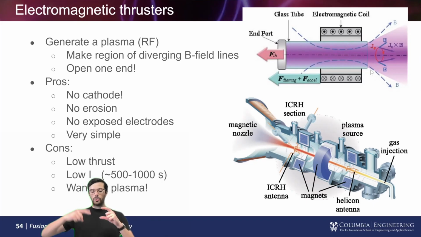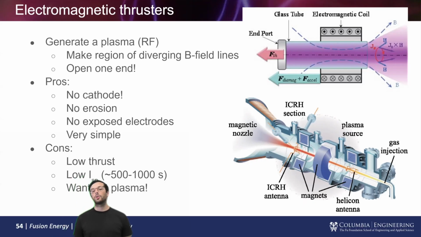And because you have a current going azimuthally, because that's how the plasma is generated, you get a J cross B, so your current crossed with your B field, and you get a force that's roughly axial, so roughly like straight out behind you. And that's how a magnetic nozzle works. That's another word for this type of electromagnetic thruster.